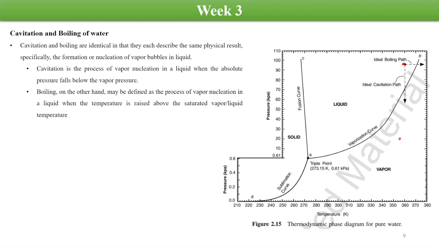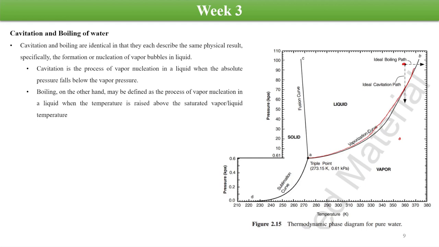If we see the thermodynamic phase diagram of pure water, the curve you see here is the vaporization curve. Above it, the combination of pressure and temperature in this region, shown between A, B, and C, means the water will be in the liquid state. If the pressure and temperature condition lies below the vaporization curve, then the water will be in the vapor phase. And the portion at the left side, that is the ADC portion, is where the water lies in the solid phase.